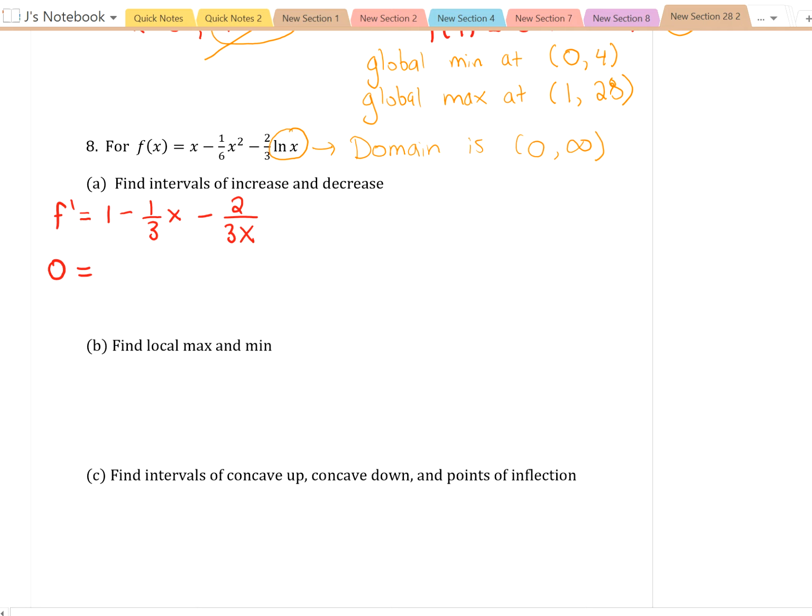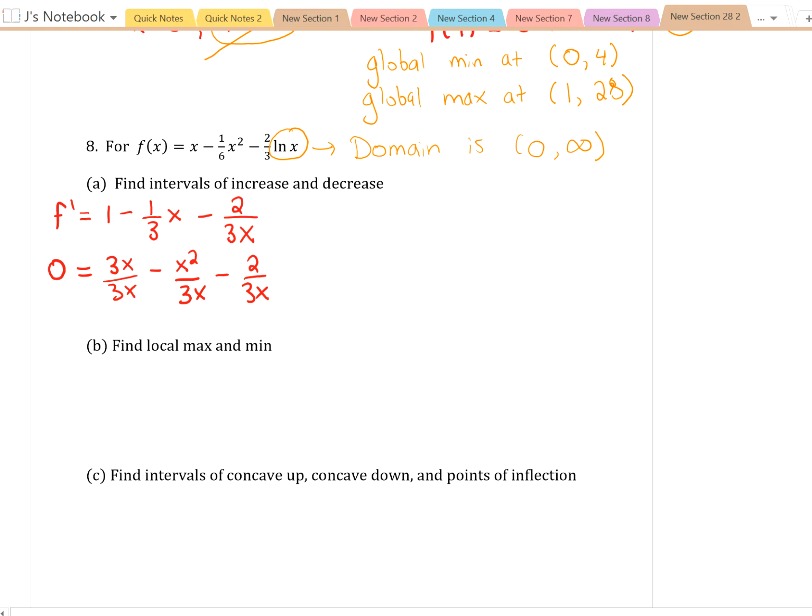Okay, in order to set this equal to 0, it's easiest if we bring everything into a common denominator. So for the first term, multiply top and bottom by 3x. We have 3x over 3x. The second term, multiply top and bottom by x. So we'll have x squared over 3x. And for the third term, leave it alone. It already has the correct denominator.